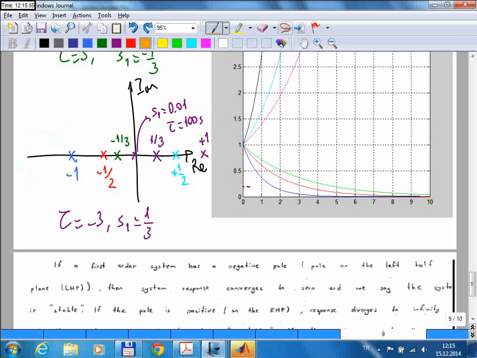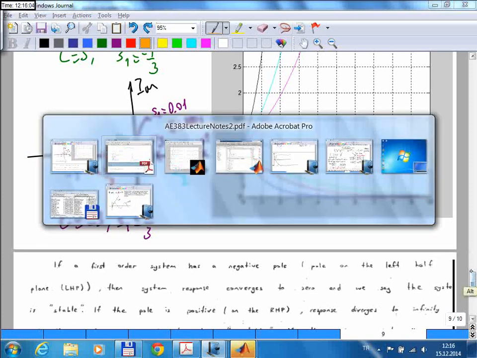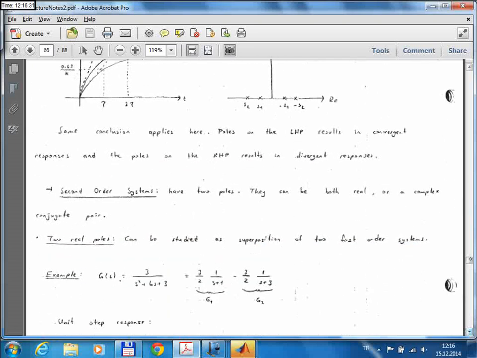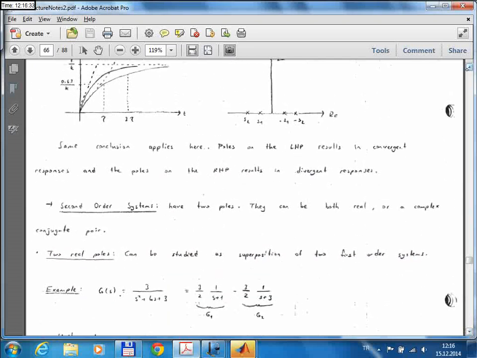And this is true for both free response and forced response. So this graph shows the free response, and for the forced response you have the situation shown here. If the input is a step input, then instead of going to 0, the system will go to some non-zero value, and it will be converging to that non-zero value for stable systems, and for unstable systems the system response will be diverging. It will be going to infinity. Okay, so that was the simplest case.